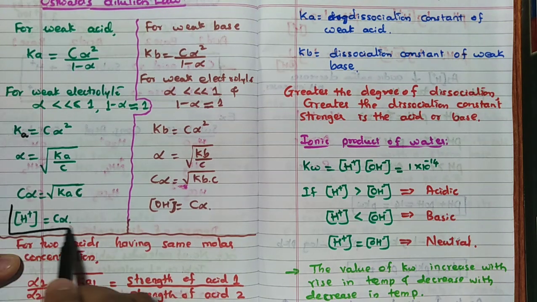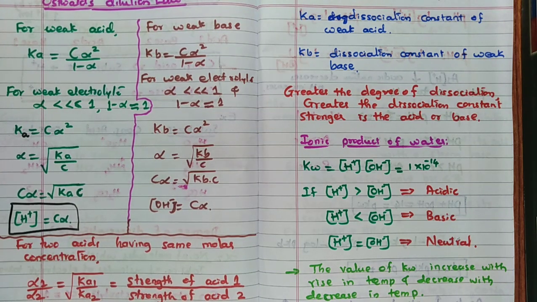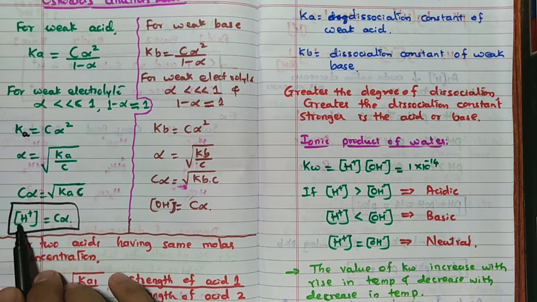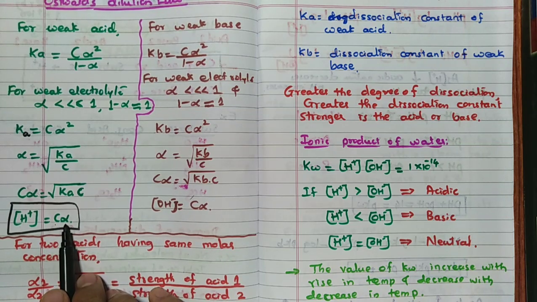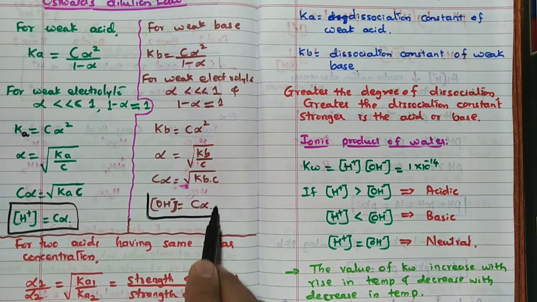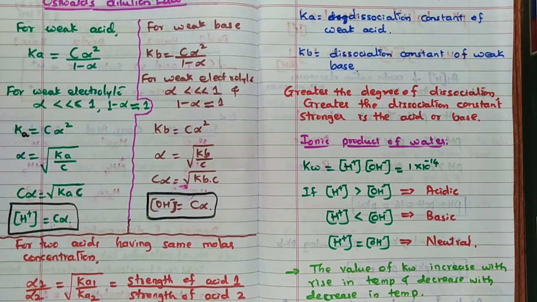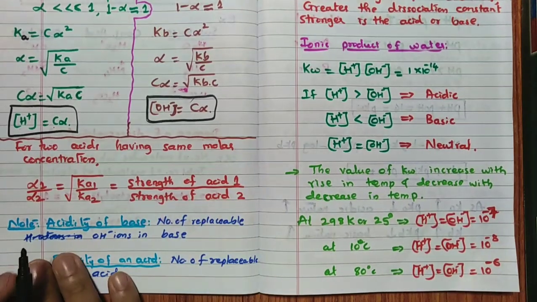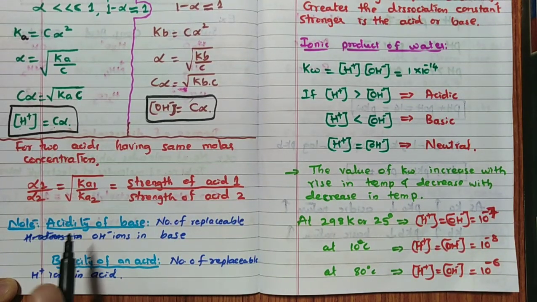This is important when a weak electrolyte is given, to calculate the H plus ion, because H plus ion is needed in the calculation of pH. For a weak electrolyte, H plus ion is calculated by concentration into degree of dissociation, and OH minus is calculated by concentration into degree of dissociation. Remember, the formula remains the same, whether it is an acid or a base. Remember this formula, at least from the NEET exam point of view.